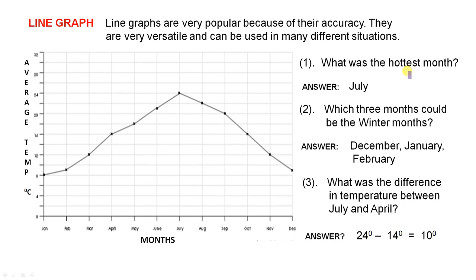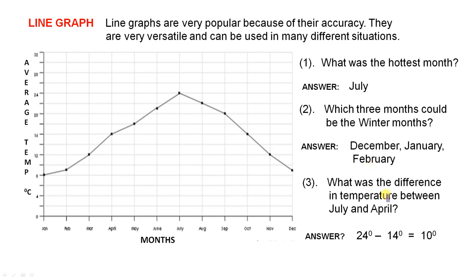What was the hottest month? Obviously, that's the apex there. So the hottest month was July. Which 3 months could be the winter months? Now they were the cold ones. So which 3 temperatures are the lowest? Well, here we have December, January and February. So we could probably assume that they were the winter months, December, January and February.